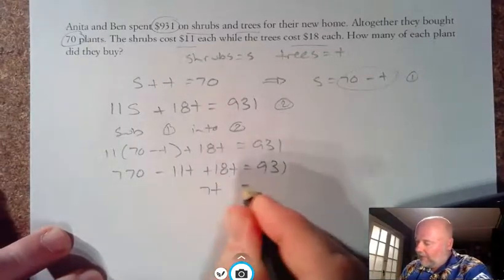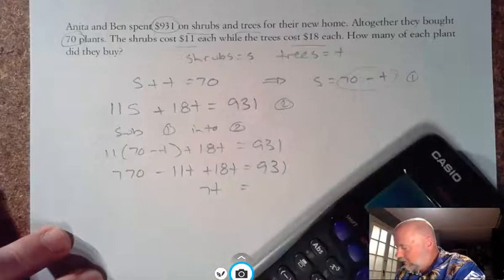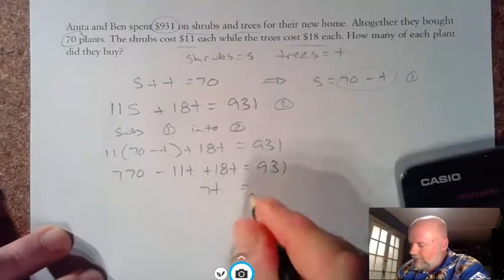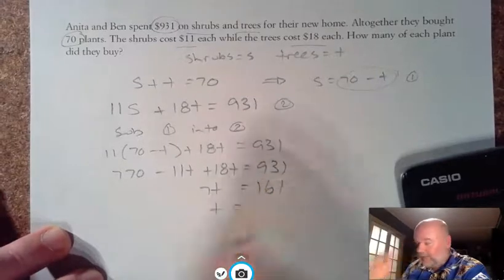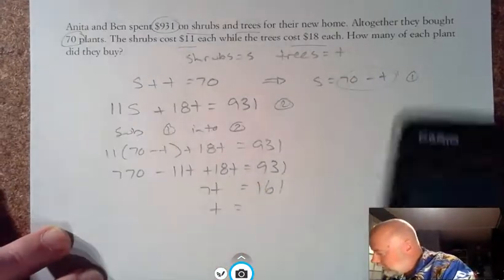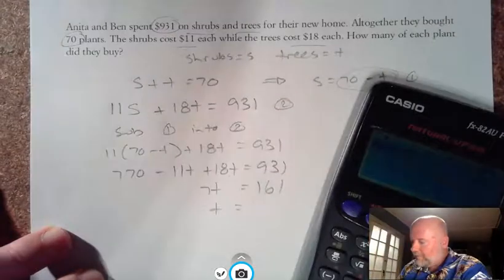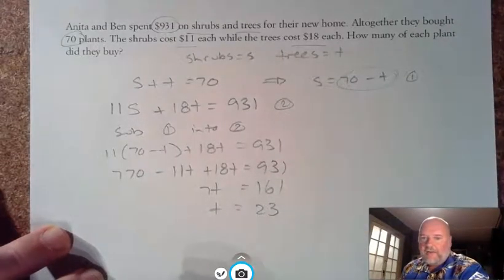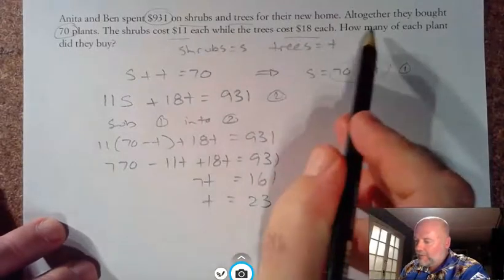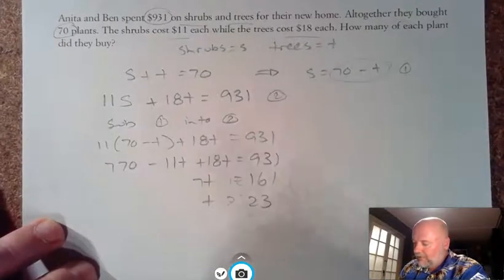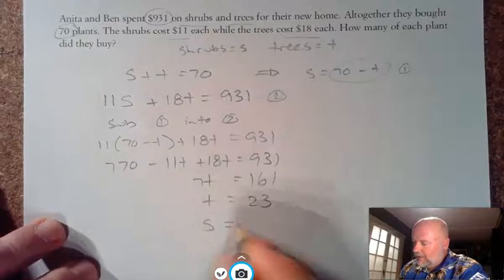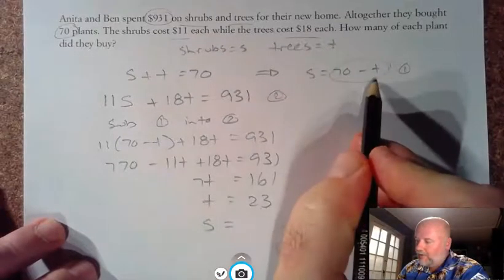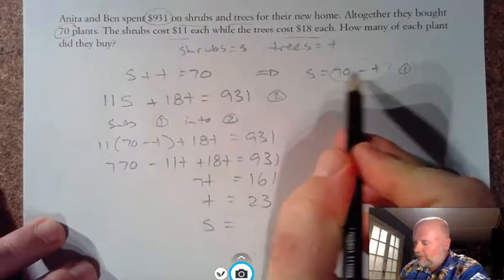If I take that 770 out here, I get 931 minus 770 equals 161. If I divide both sides now by 7, so 161 divided by 7, we get 23. So that means we bought 23 trees. It says how many of each plant did they buy, so we need to work out the shrubs as well. So shrubs equals, if we know that T equals 23, if you put that back up into this equation here, 70 minus 23 gives you 47.